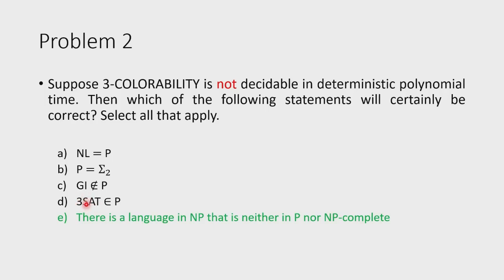And if 3 SAT, so this statement is definitely false, because if 3 SAT is in P, and since 3 SAT is NP complete, P would be equal to NP. So the only option remaining is this, and we saw that this is true.